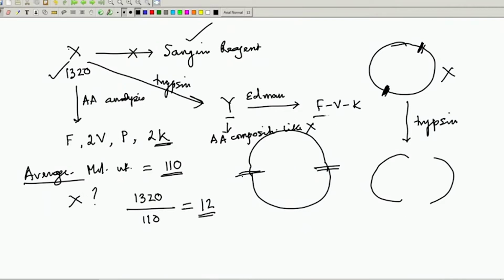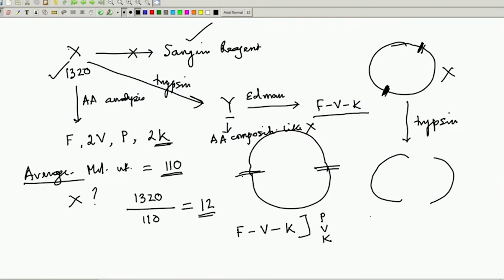For Y you have a partial sequence: F is there, then valine, then lysine, up to that point. Now, what is left? You have already taken care of F, one valine, and a lysine. What is remaining is one valine, a proline and another lysine. So, what is left here is a proline, a valine and a lysine. Now, I have different options here.